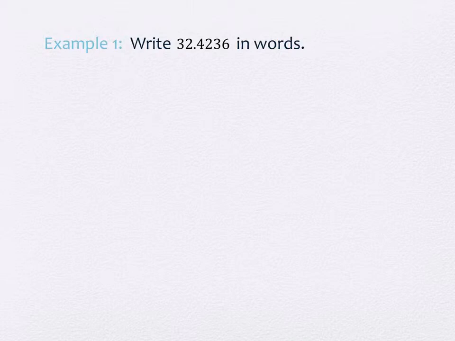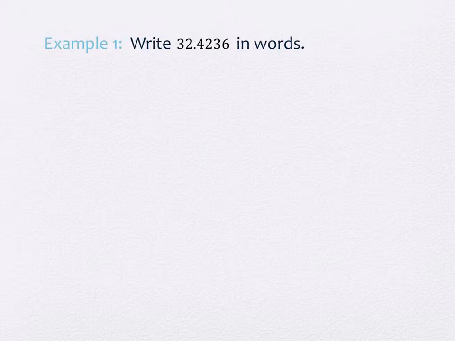So the way you probably read this number is something like this: 32 point 4236. Who reads it like that? That's how I read it. What you will hear some children read is that point as a dot. Does anybody read it as a dot? Thank you to the internet, right? So we'll hear dots.